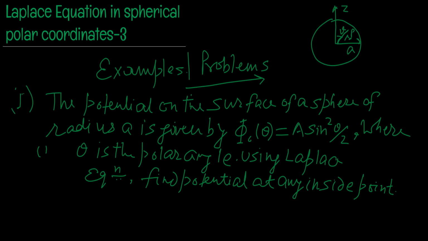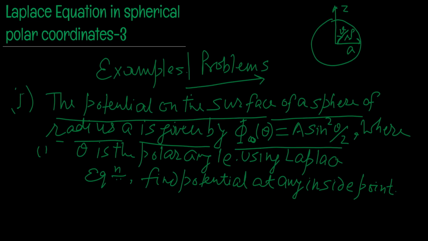The first example which I have taken is: the potential on the surface of a sphere of radius A is given by phi naught equal to a sine square theta by 2, where theta is the polar angle, and we have to solve this problem by using Laplace equation, and I have to find the potential at a point inside the sphere.